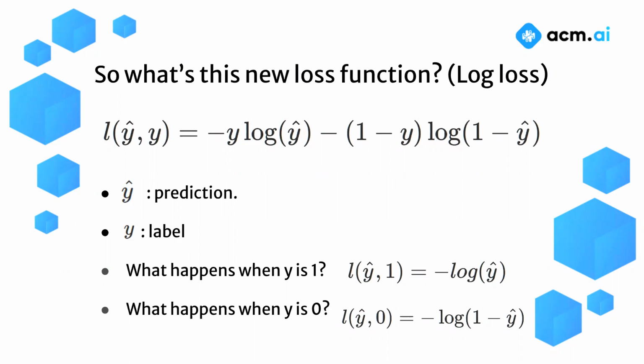Same thing goes around here, where instead of the second term canceling out, the first term cancels out, and we get 1 minus 0 is 1 times log of 1 minus Y hat. And the same logic applies here: the closer we are to predicting 0, the lower our loss.